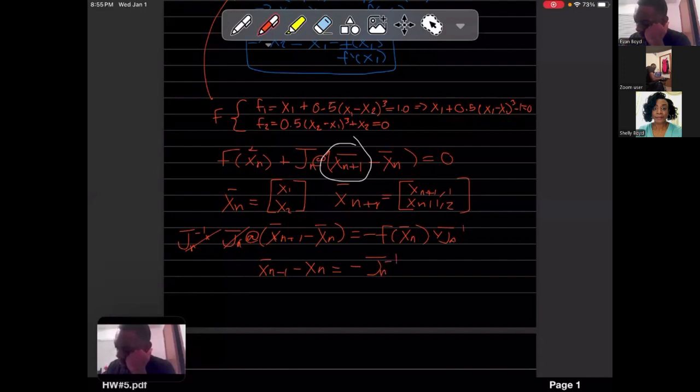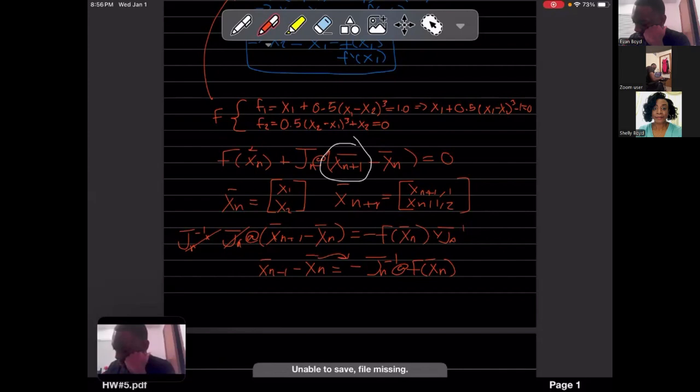Okay. And this is still a matrix multiplication, at f of x of n. And the last part, we just move this to the opposite side. So move our x of n vector to the opposite side. That will leave us with x of n plus 1 vector is equal to x of n vector minus the inverse Jacobian n multiplied by our functions at x of n.